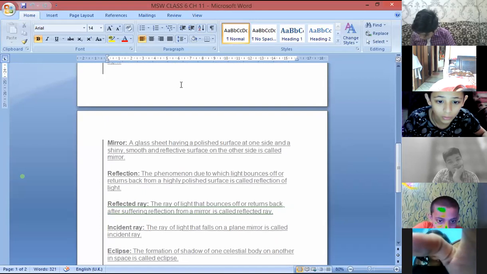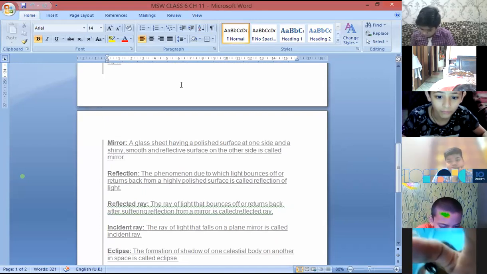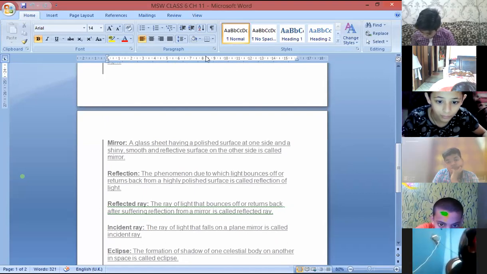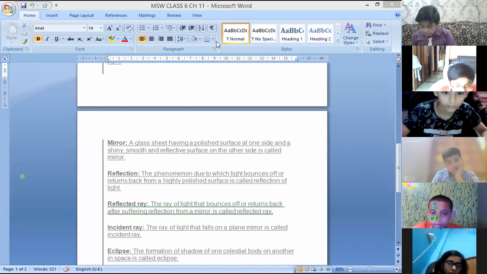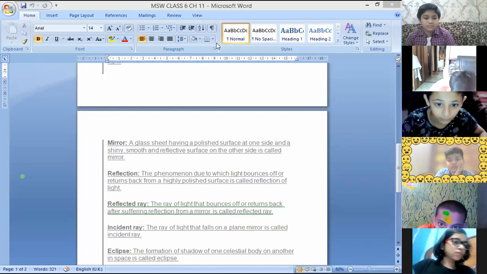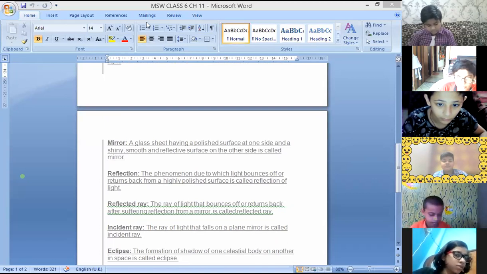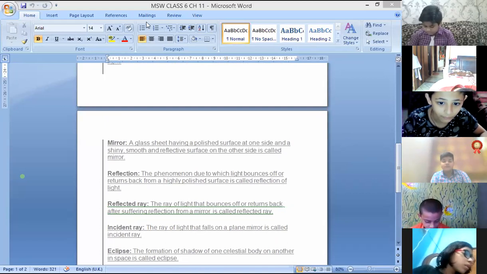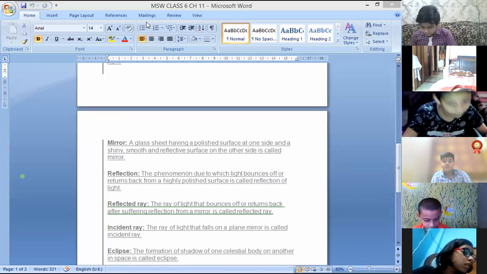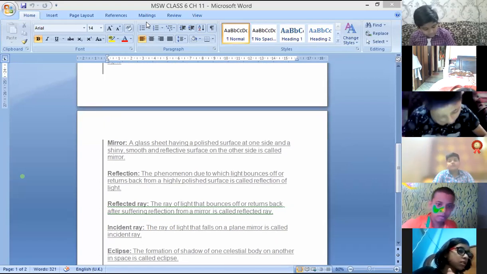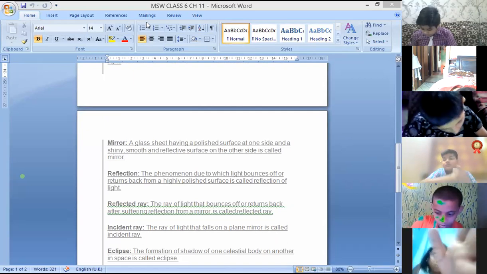Any other word which has been left, children? See the new words. Ma'am, please see the list. Eclipse is a formation of a shadow of a celestial body on another one in space. That is known as eclipse. So these are the terms, difficult words of this chapter number 11.